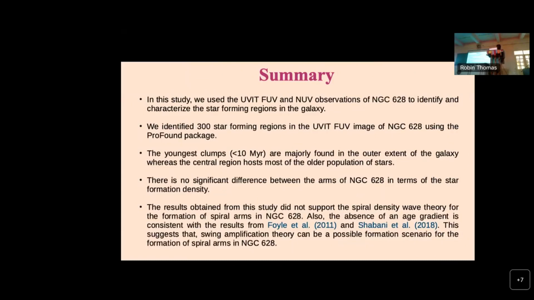So this is the summary of my work. We used FUV and NUV images of NGC 628 from UVIT and identified nearly 300 star forming regions. Younger clumps are in the inner part of the galaxy, and there is no significant difference between the spiral arms of NGC 628. It is proposed that the spiral density wave theory might not be the basis for the formation of spiral arms in NGC 628. It matches some of the literature studies. This is the publication that we had in MNRAS about this work. You can look into the work for more clarification.